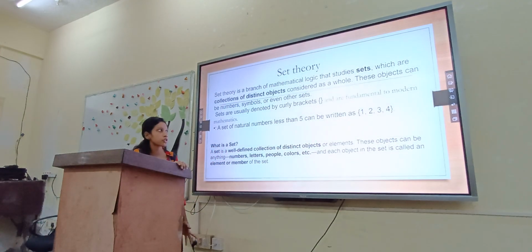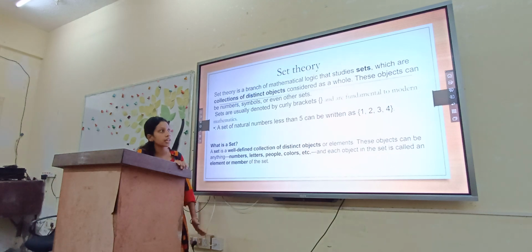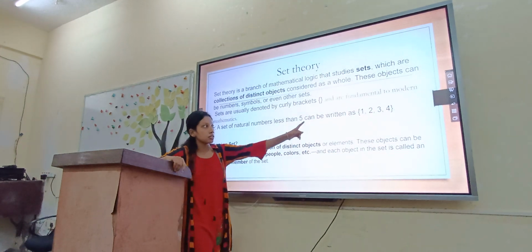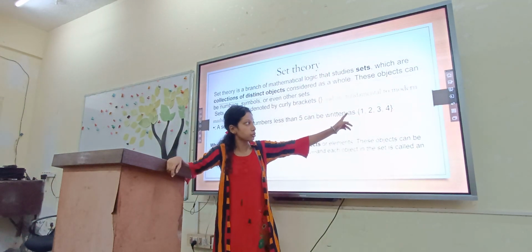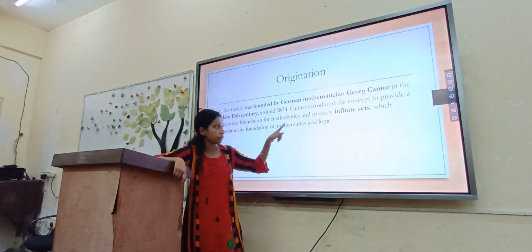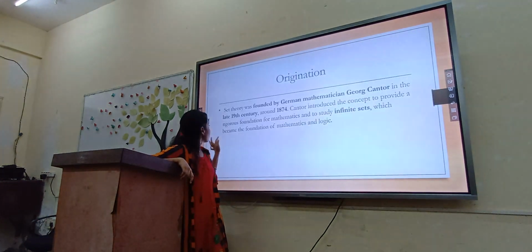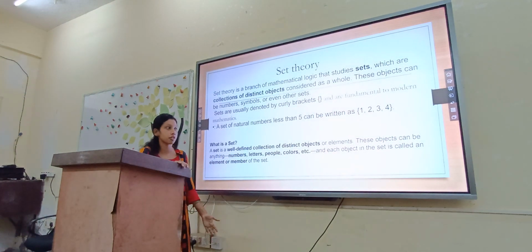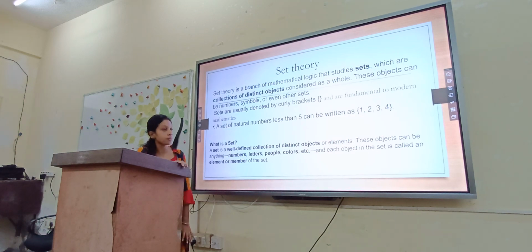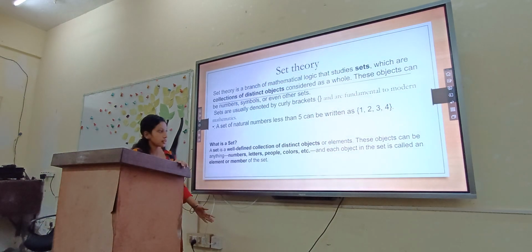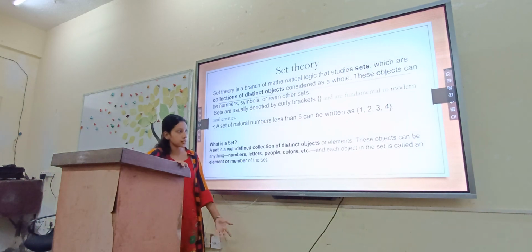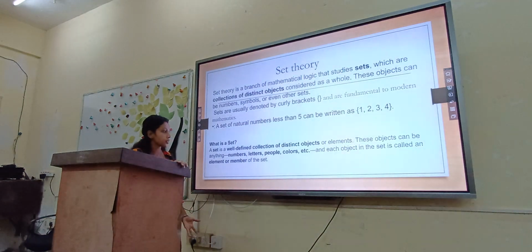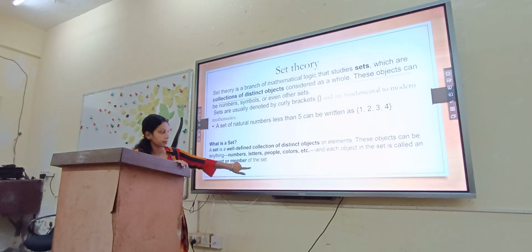A set of natural numbers less than 5 can be written with curly brackets as 1, 2, 3, 4. And what is a set? A set is a well-defined collection of distinct objects or elements. These objects can be anything, like people, colors, etc. And each object in the set is called an element or member of the set.